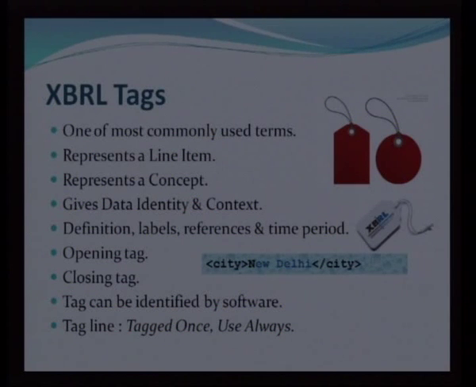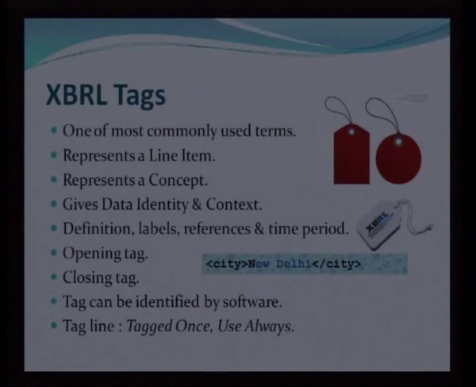First is tag. This is the most commonly used terminology in XBRL. It represents a line item, and each line item represents a concept. Concept means sundry debtor is a concept to us, fixed assets is a concept to us. Whenever anybody says sundry debtors, we understand that these are the amounts which are to be received from our clients. It provides the definition, label, reference, and time period. Okay, debtors for 2011 or debtors for 2012.